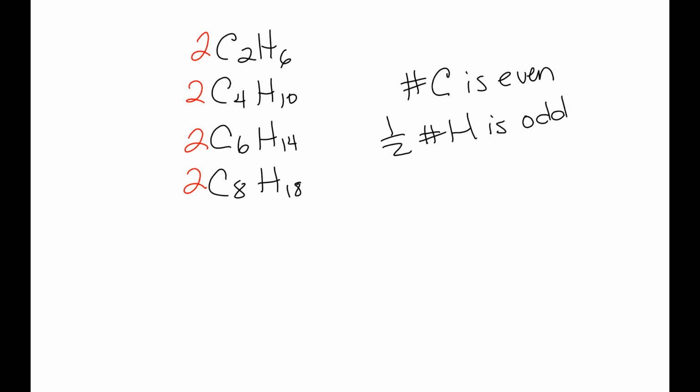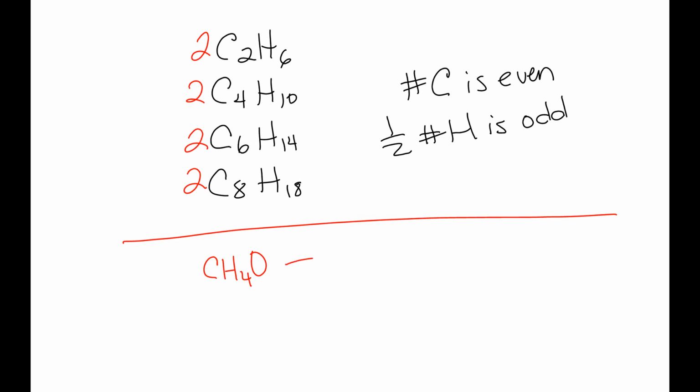Now, when there's an oxygen in there, you can't do that. You've got to go back to the normal way. So, for example, let's say CH4O, okay? That's something different. You just have to go back to the other way we were doing it, and you might have to double, you might not, depending. So if there's an O in it, the rule does not apply. It's only if you have just C's and just H's in it.